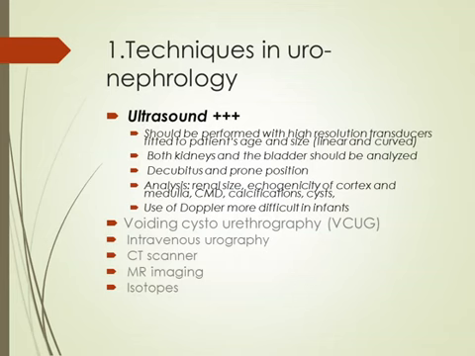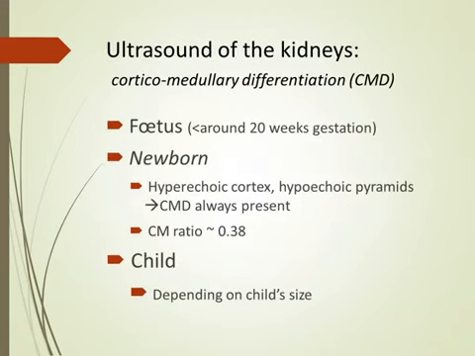And when you analyze the images, you should measure the kidney, look at the echogenicity of the cortex and medulla, look at the corticomedullary differentiation, and at the presence of calcification and cyst. The use of Doppler should be encouraged, but it's more difficult in infants. The main characteristic of children's kidneys is the corticomedullary differentiation.